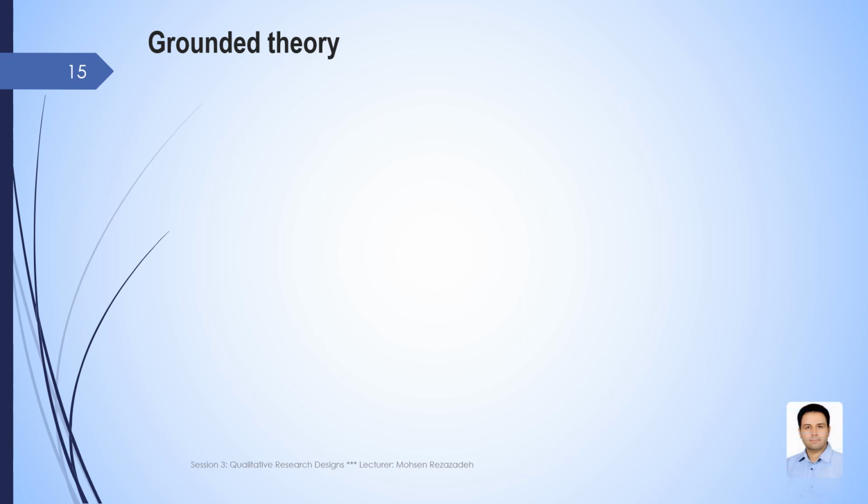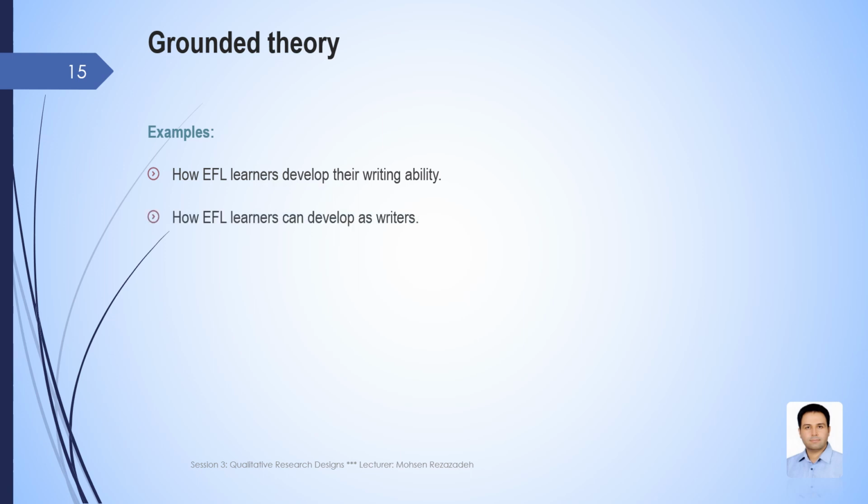Grounded theory is useful in applied linguistics research in several aspects. For example, in second language context, with regards to researching the process of how EFL learners develop their writing ability or how they can develop as writers. Here, the researcher can practice grounded theory to see really how EFL learners can become good writers, or how they can become, in fact, writers. We can use grounded theory.